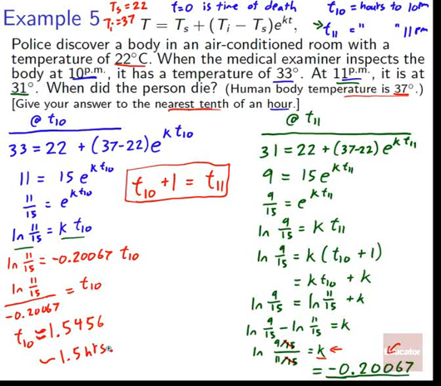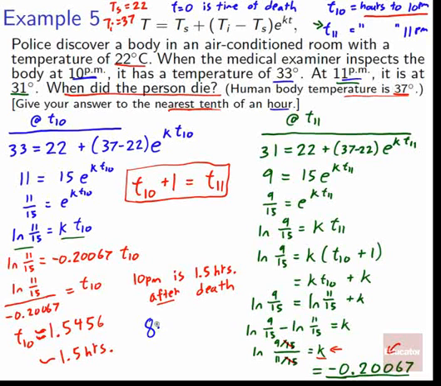Now we want to know, what time did the person die at? When did the person die? Well, T10 is the hours to get to 10 p.m. from time of death. So if it's 1.5 hours to get to T10, then that means death occurs 1.5 hours before T10. So we know that 10 p.m. is 1.5 hours after death. So if we go back 1.5 hours from 10 p.m., we get 8:30 p.m. as time of death.